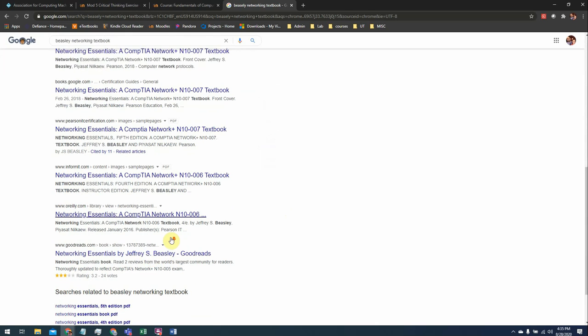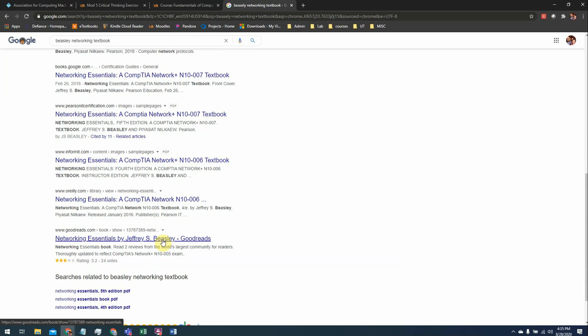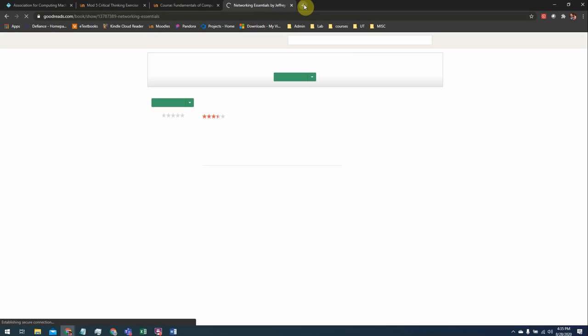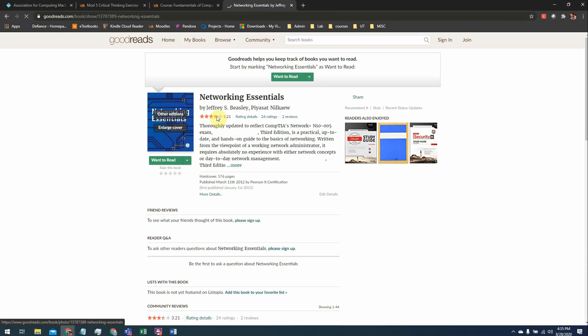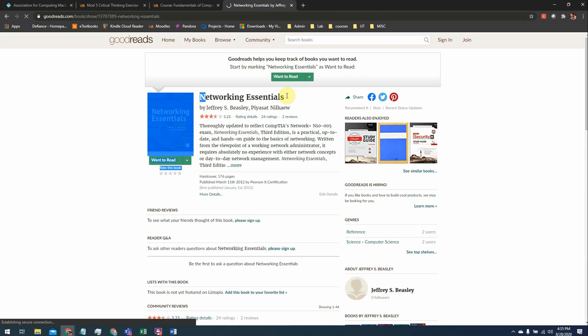I know there was a newer version. Doesn't look like it has very good ratings, but I don't know if that's an older version. Yeah, so there are tons of books. Yeah, this is a different version. Yeah, this is published in 2012.